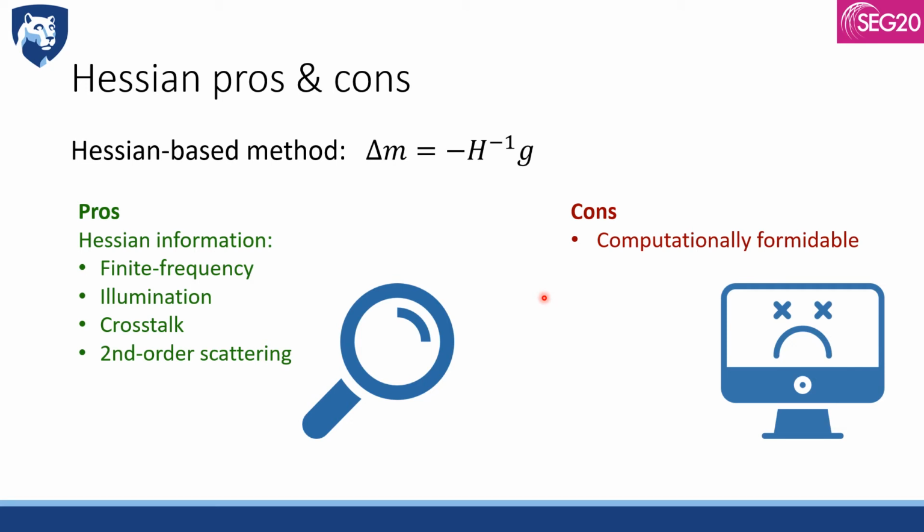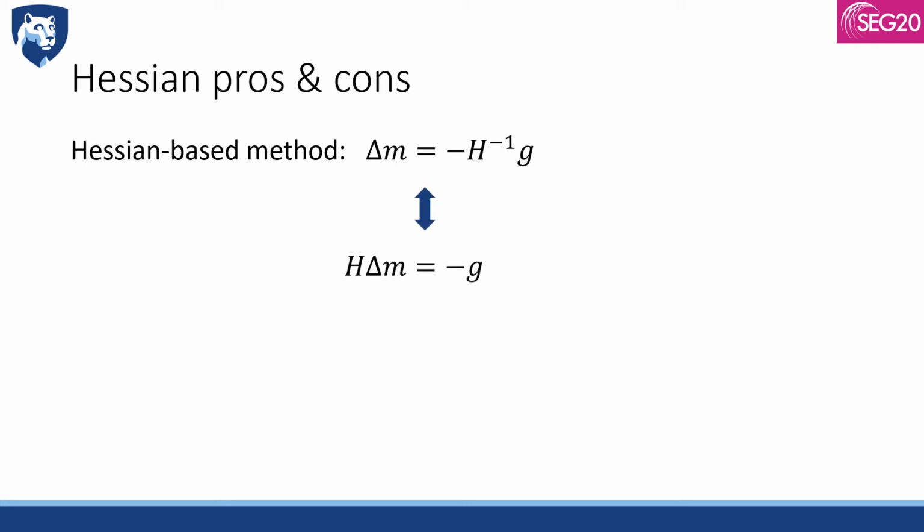However, the most fatal problem of the Hessian is its formidable computational load. We know that it is an Nm by Nm matrix, and it is huge for a pretty generic model. It is generally beyond the current computer capacity to invert it or even to just store it. But the good news is that we have a workaround. Instead of directly computing the H inverse G, we can come up with a method to approximately solve H delta m equals to minus G.